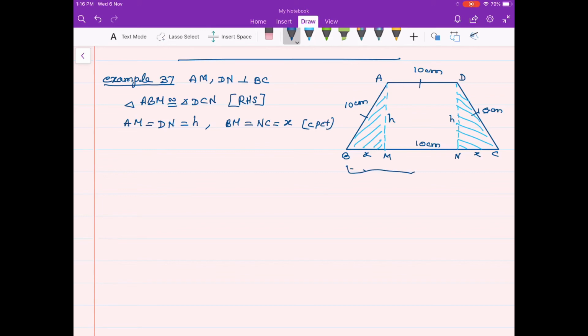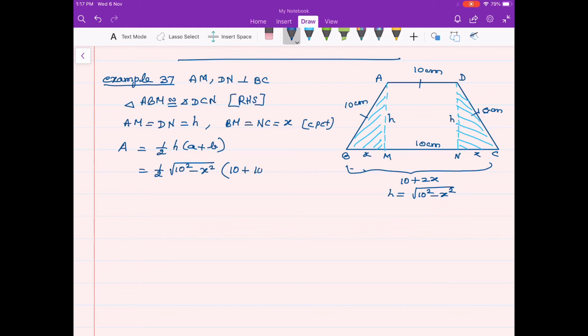Therefore, the length of this base will be 10 plus 2x. Now, the area of the trapezium has to be maximized. The area of the trapezium formula is half h times (a plus b). Half into height is from this right triangle, root of 10 square minus x square, and a and b are parallel sides. AD is one parallel side and BC length is 10 plus 2x.